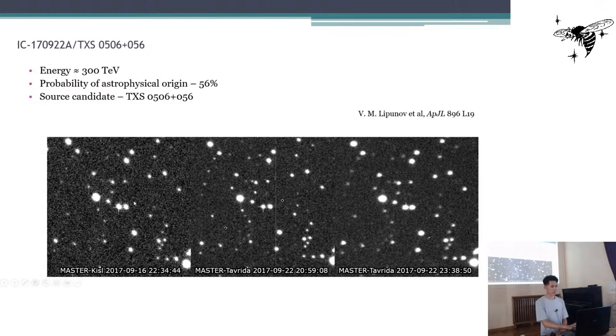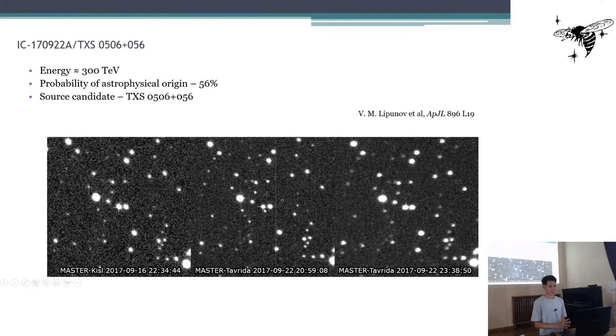The left one was made a week before the event. The middle one was made several minutes after the event. And the right one was made 2 hours after the event. In the middle of each frame, you can see a blazar, which is highlighted by these 2 lines.